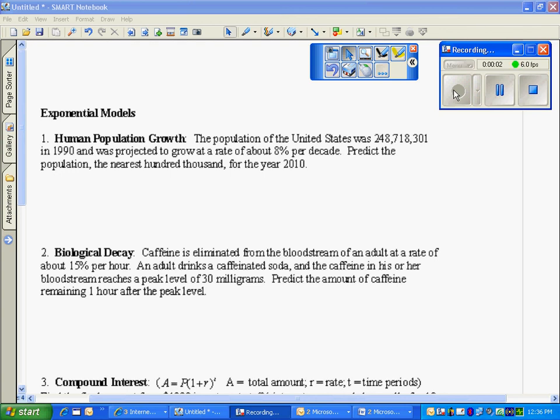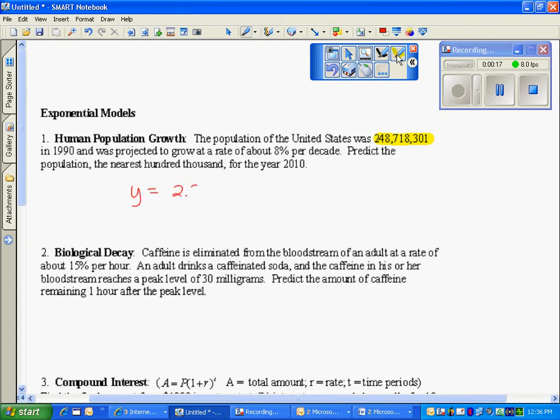Setting up exponential models. Here we're talking about human population growth. The initial population is that large number, which we will change into scientific notation. So it's my beginning. We're going to write it as 2.5 times 10, counting decimal moves 3, 6, 7, 8. The initial population times my growth factor.